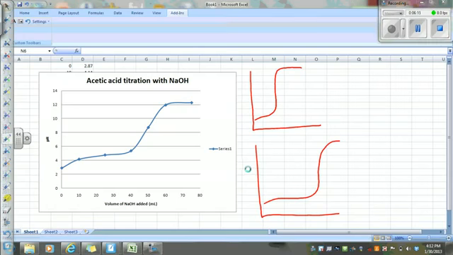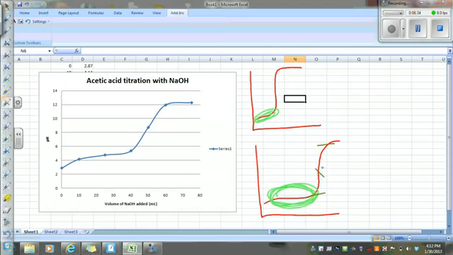The way you're going to distinguish between a strong-strong and a weak-strong is that with a strong-strong, there's not a large region of buffering. Here with the weak-strong there is. With the strong-strong, it starts changing pretty quick and then goes up. In all of the titration curves, the equivalence point is at the middle of that really sharp rise, doesn't matter which. With a strong-strong titration, the pH at the equivalence point is going to be 7. With a weak acid, strong base, your pH at the equivalence point is going to be above 7.